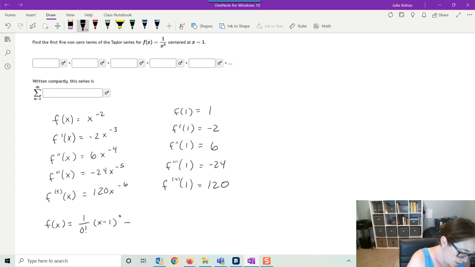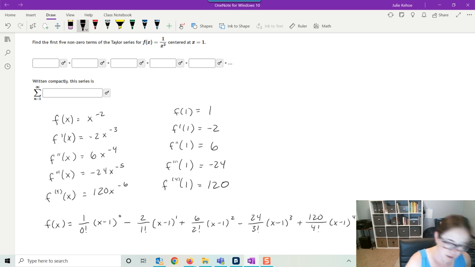The next one is going to be minus 2 over 1 factorial times x minus 1 to the first, plus 6 over 2 factorial times x minus 1 squared, minus 24 over 3 factorial times x minus 1 cubed, plus 120 over 4 factorial times x minus 1 to the fourth. And then I'm just going to do a dot, dot, dot to indicate that this goes on forever.